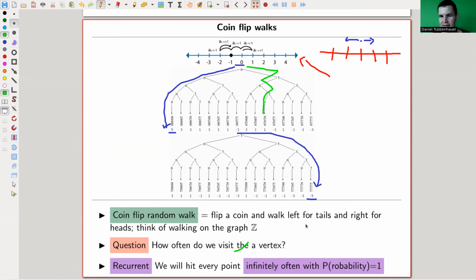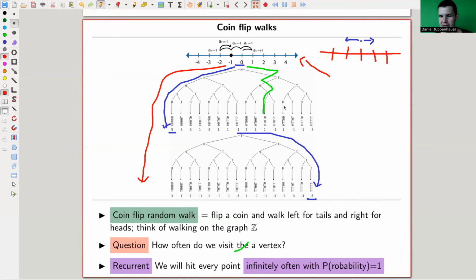It turns out, and this is a theorem of Polya, that in this example we hit every point infinitely often with probability 1. And the point is really probability 1. That means it's not guaranteed, but it's essentially guaranteed. You could be very unlucky and get heads all the time. Then heads always moves you to the right, so you would never end up at -5, for example. But if you ignore those sequences of coin tosses that do not really appear, you will hit every point with probability 1 and infinitely often.